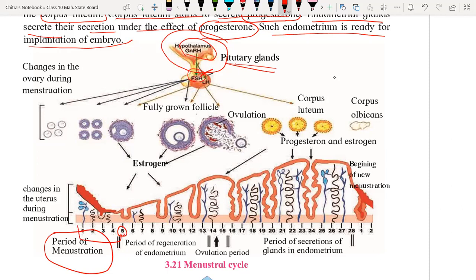After that, the period of regeneration of the endometrium takes place, which takes time from the 5th to the 13th or sometimes 14th day. Between the 14th and 16th day is the best period for the egg cell to get fertilized, because this is the ovulation period. Just remember, the ovulation period starts on the 14th and ends on the 16th day of the menstrual cycle.